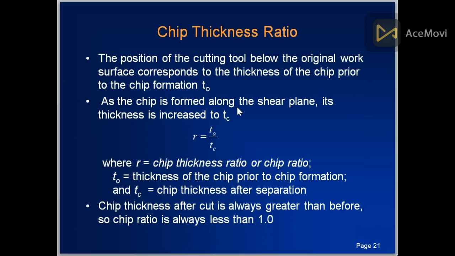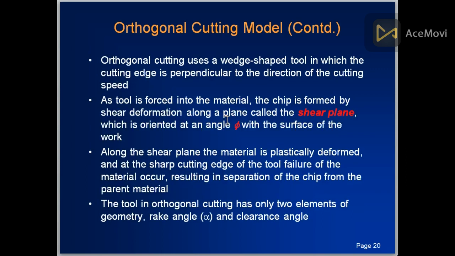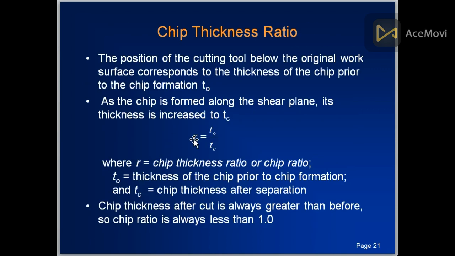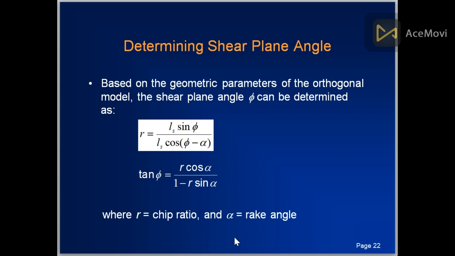Chip thickness ratio. The position of the cutting tool below the original work surface corresponds to the thickness of the chip prior to chip formation. That is t naught. As the chip is formed along the shear plane, its thickness is increased to tc, as I have told you before from the figure, that this is small and this is large. r is given by t naught by tc. This is the chip thickness ratio. And it is always less than 1 because tc is always greater.